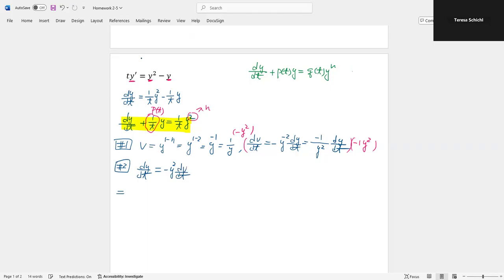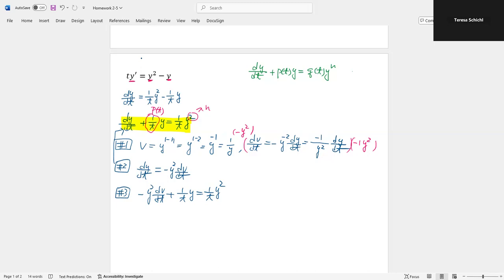Then step number 3, substitute the dy/dt into the equation we highlighted. So negative y squared dv/dt plus 1 over t y equals 1 over t y squared. So this is step number 3.